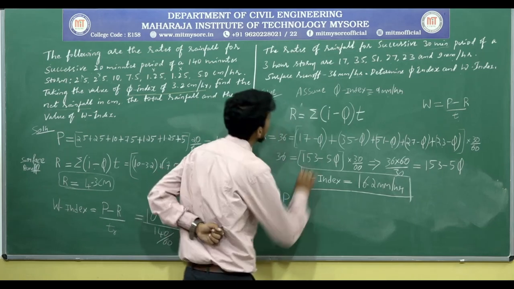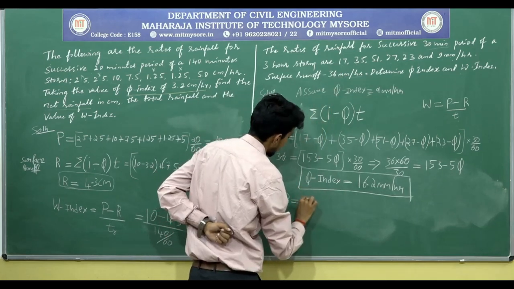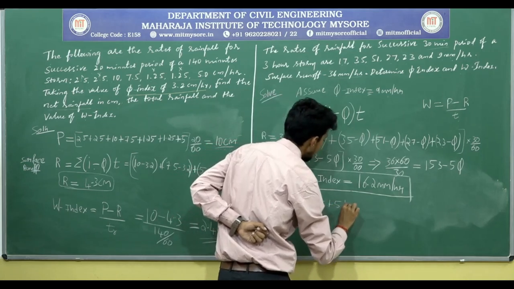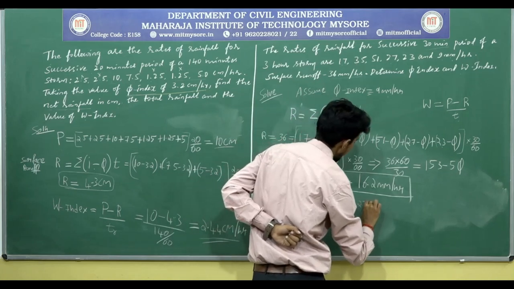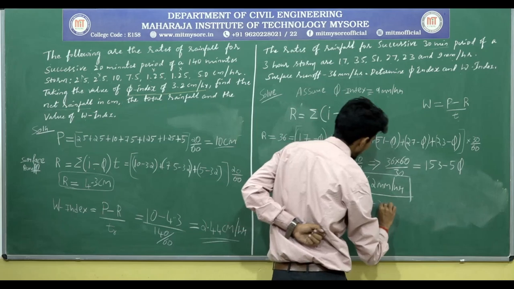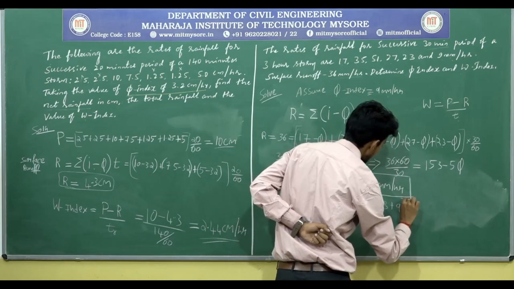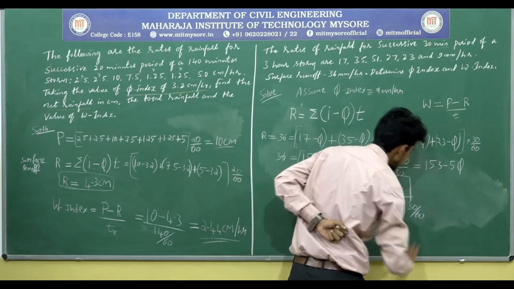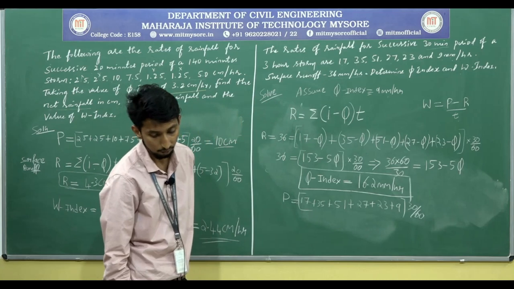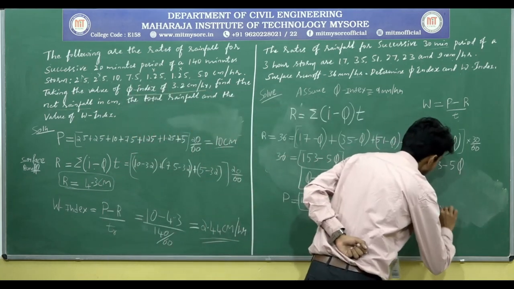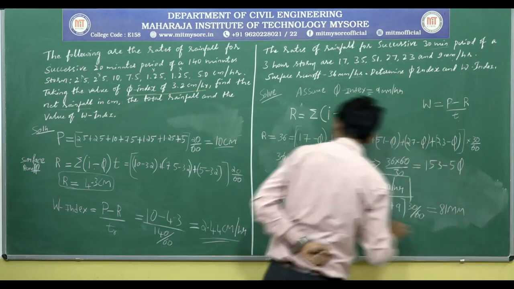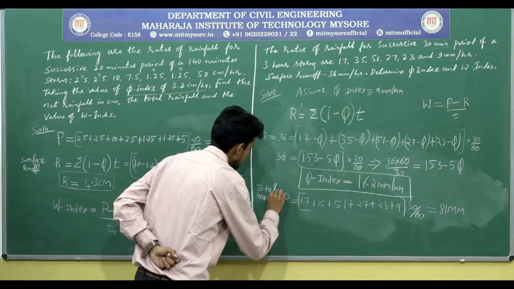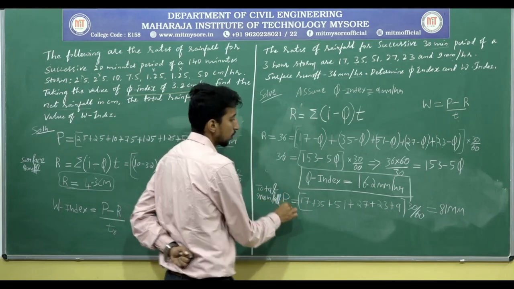P equals 17 plus 35 plus 51 plus 27 plus 23 plus 9, into 30 by 60. If you multiply that, you will get the rainfall value as 81 mm. The total rainfall value is P equals 81 mm.